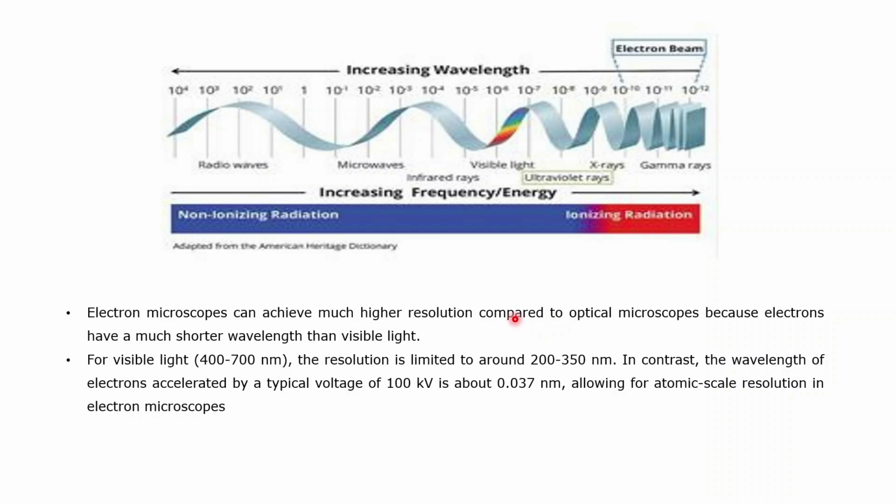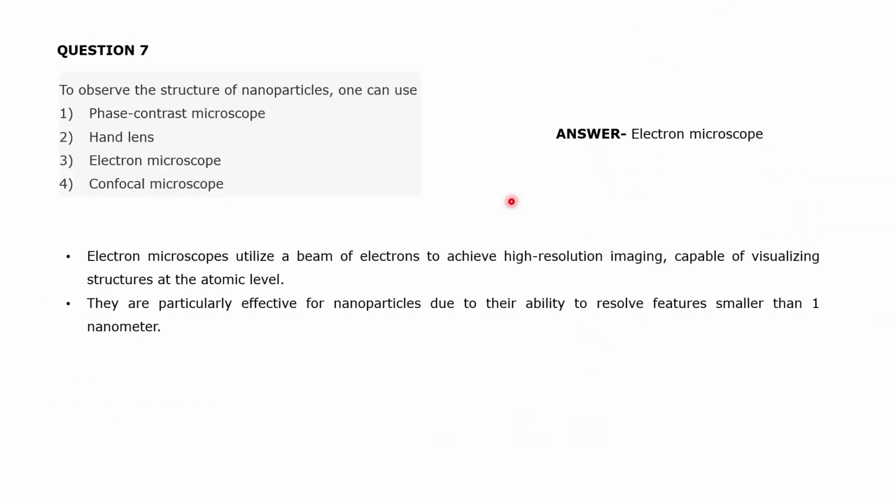In case of visible light, the wavelength is more as compared to an electron beam. You can see the wavelength difference, right? A much higher difference there. Because of the lower wavelength of the electron beam, it can produce much higher resolution and much higher magnification of the specimen we are looking into. That's why electron microscopy is used in this kind of experiment, like observing the structure of nanoparticles. So the answer to this option is: to observe the structure of nanoparticles, one can use electron microscopy.